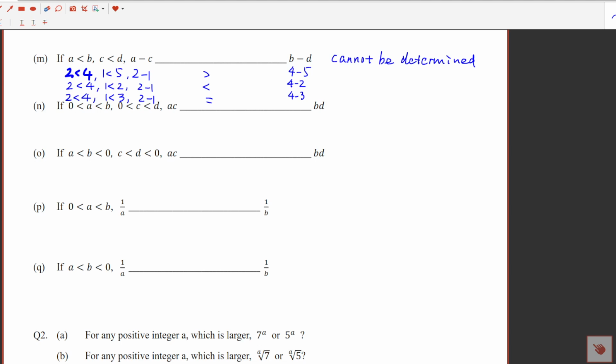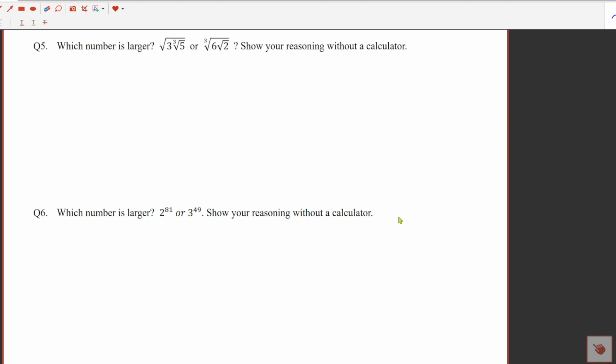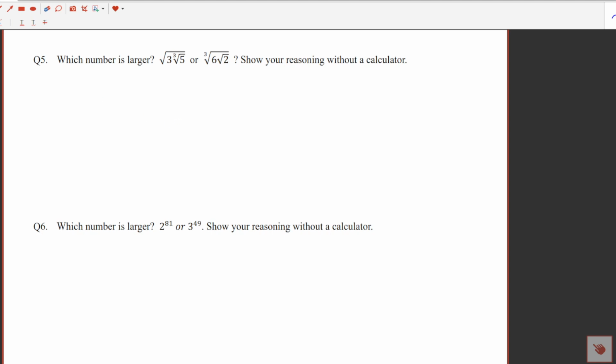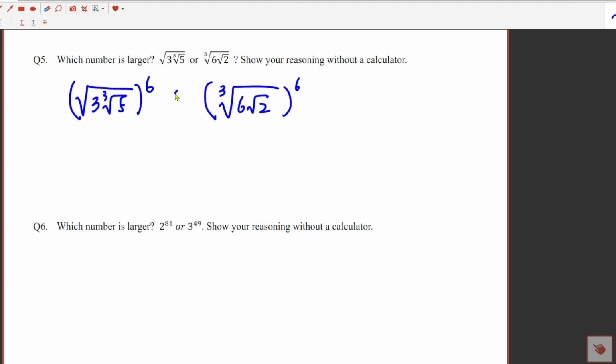Okay, and next let's have a look at question number 5. Which number is larger? In order to compare the two numbers, we could raise them to the power of 6, right? So the number on the left is raised to the power of 6, and the number on the right is raised to the power of 6. We don't know which sign we should put here, but this does not change the direction of the inequality sign. The left side gives us 3 cubic root of 5 to the power of 6. The right side is 6 square root 2 to the power of 2, right?